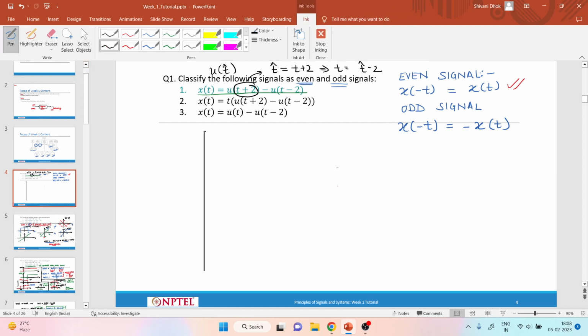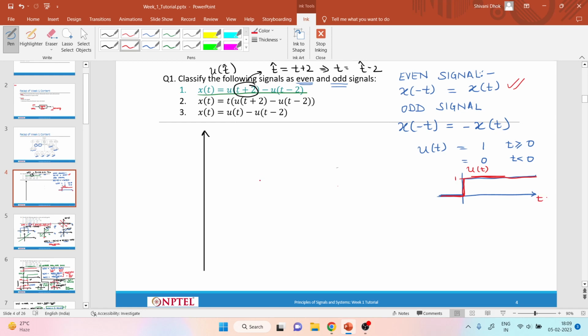Yeah. So this x of t was given as u of t plus 2 minus u of t minus 2. So let us first look at what this u of t is. This u of t is my unit step function. It is equal to 1 when my t is greater than or equal to 0, and it is equal to 0 when my t is less than 0. So it looks something like this. It is 0 here, and then from t equal to 0 it takes the value 1. So this is my u of t.